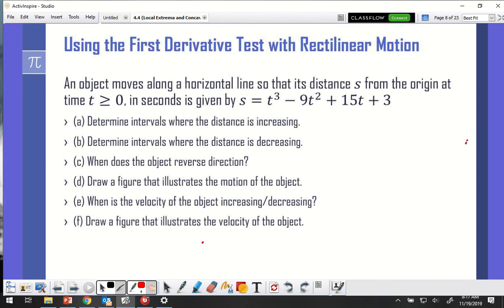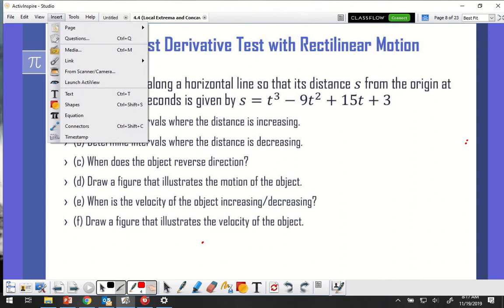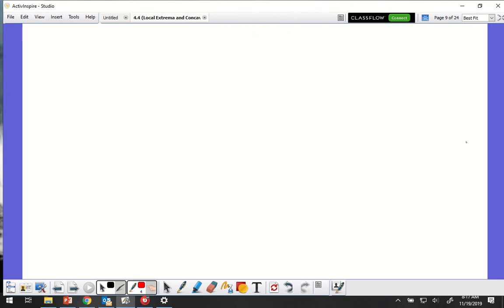All right. Again, so we're taking a look at this first derivative test, rectilinear motion. This is for all those people out there in YouTube world that can't make it to class. So insert page after current.